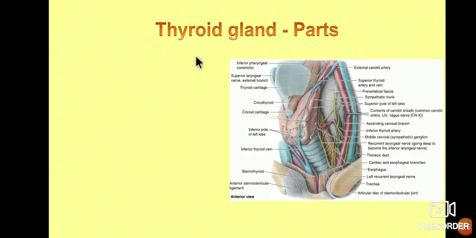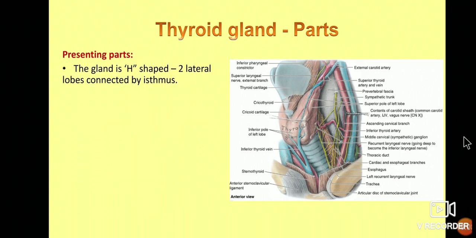Now, coming to the presenting parts of the thyroid gland. I told you in the beginning, it has two lateral lobes connected by an isthmus. It is roughly a butterfly-shaped or H-shaped structure. Each lateral lobe has an apex and a base. The upper pointed part is called the apex, and the lower expanded part is called the base, and it has three surfaces and two borders.